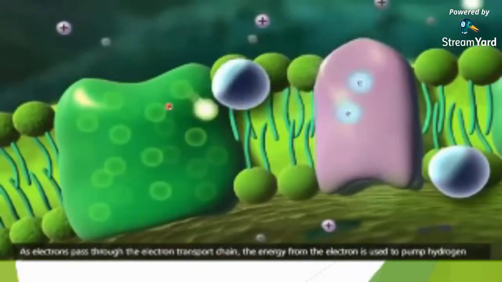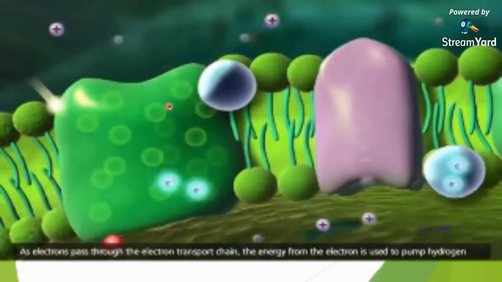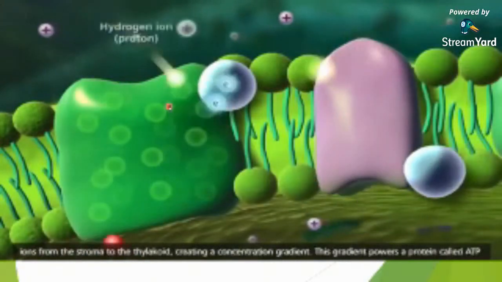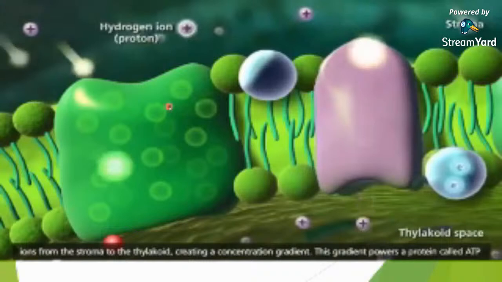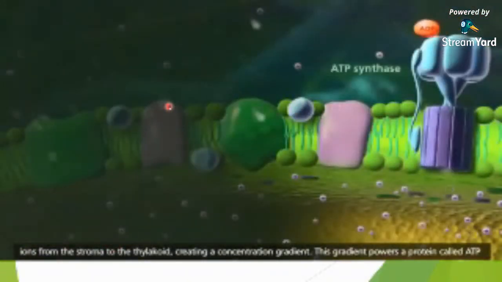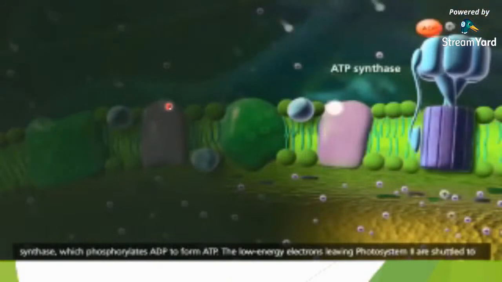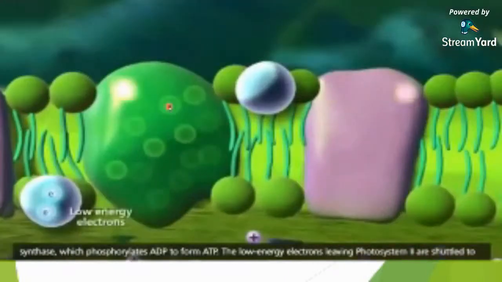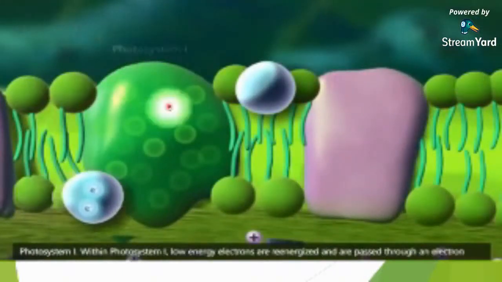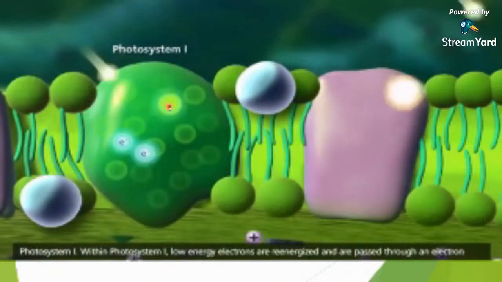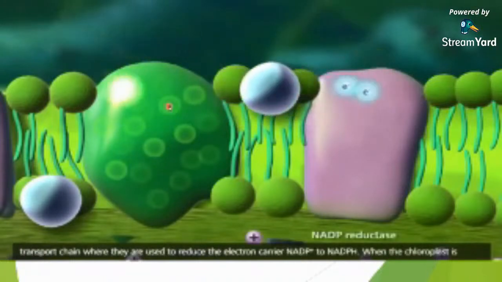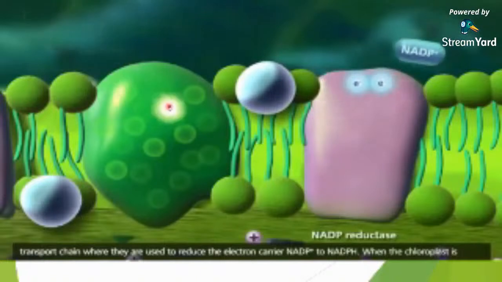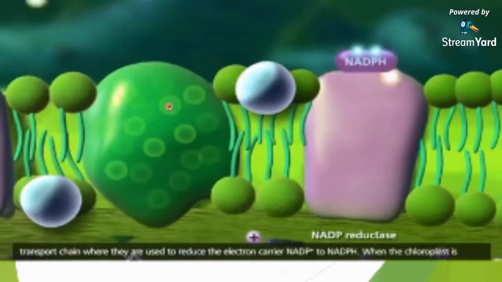As electrons pass through the electron transport chain, the energy from the electron is used to pump hydrogen ions from the stroma to the thylakoid, creating a concentration gradient. This gradient powers a protein called ATP synthase, which phosphorylates ADP to form ATP. The low-energy electrons leaving photosystem 2 are shuttled to photosystem 1. Within photosystem 1, low-energy electrons are re-energized and passed through an electron transport chain, where they are used to reduce the electron carrier NADP+ to NADPH.